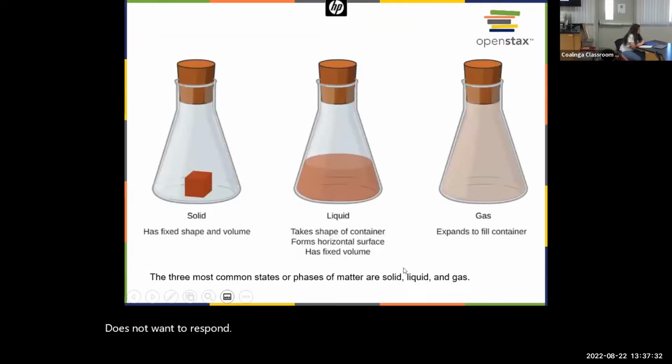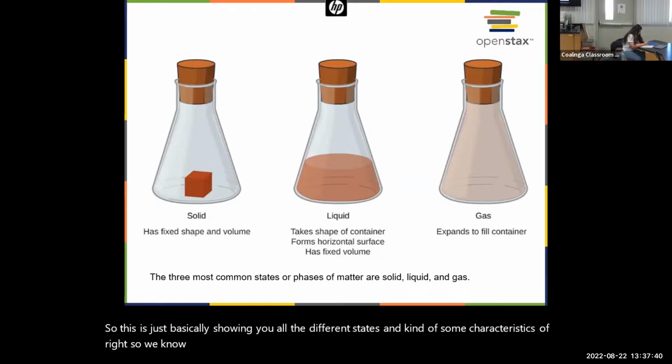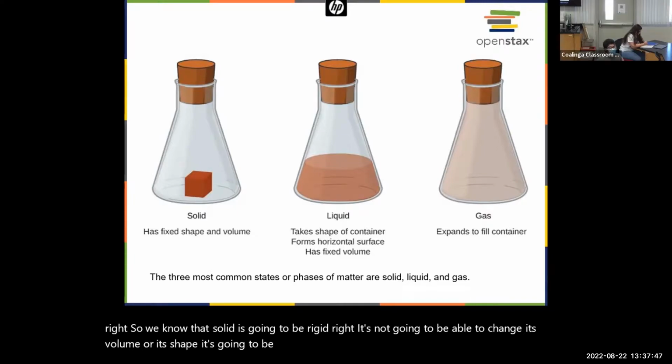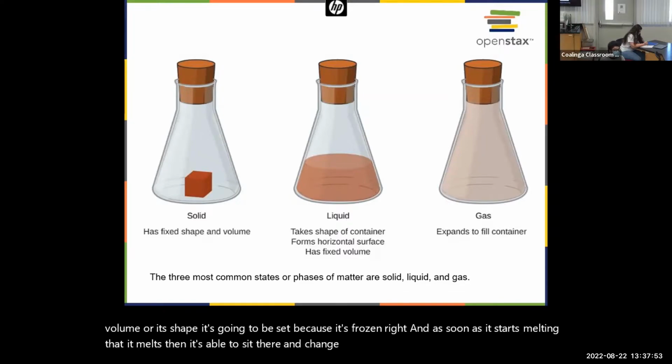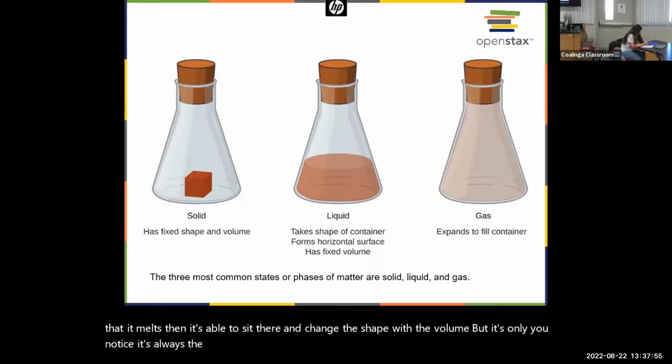So this is just basically showing you all the different states and some characteristics of it, right? So we know that solid is going to be rigid, right? It's not going to be able to change its volume or its shape. It's going to be set because it's frozen, right? And then as soon as it starts melting, it's able to change the shape of the volume. But if you notice, it's all at the very bottom of our container there. You can see that.